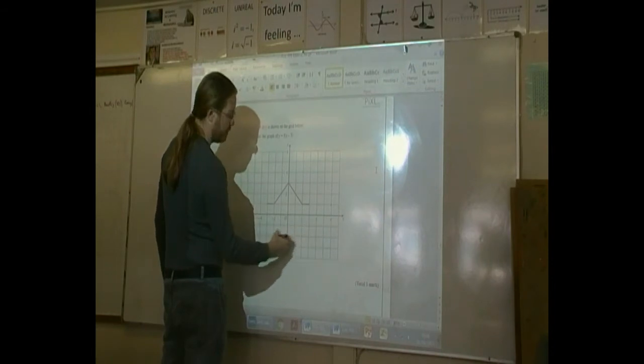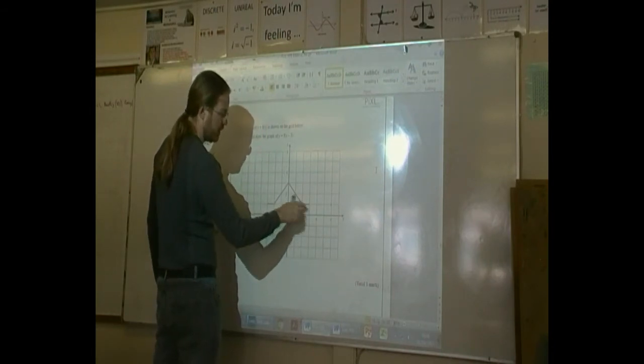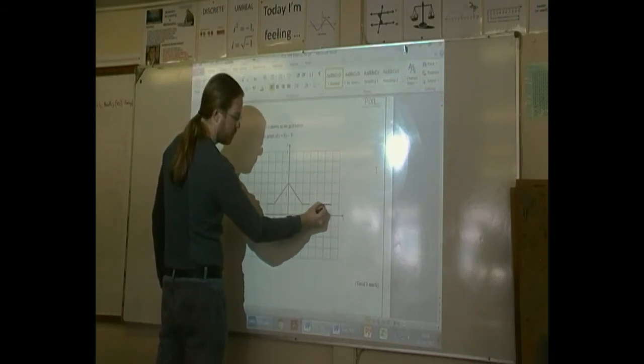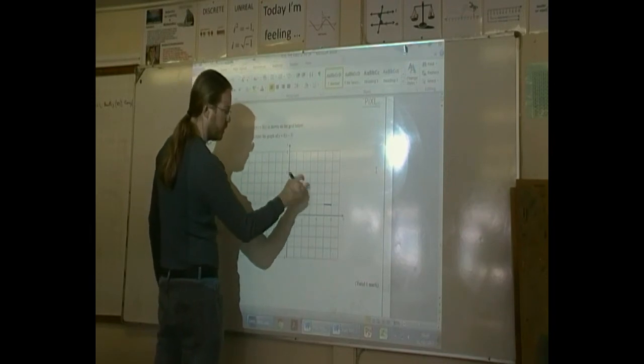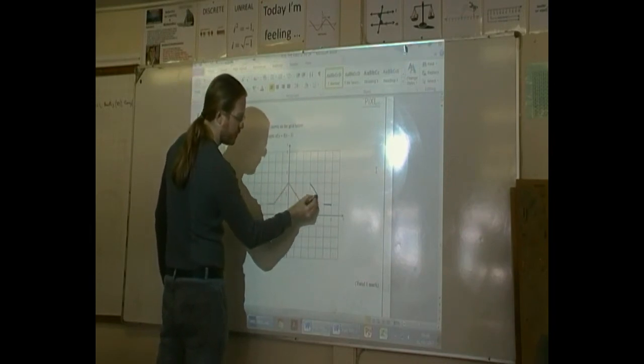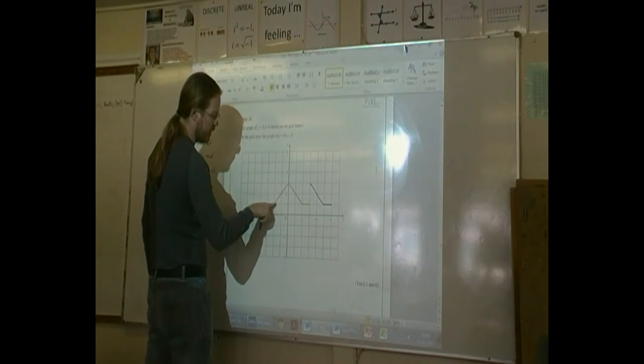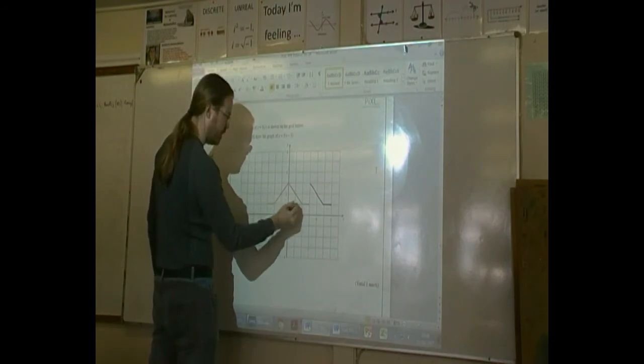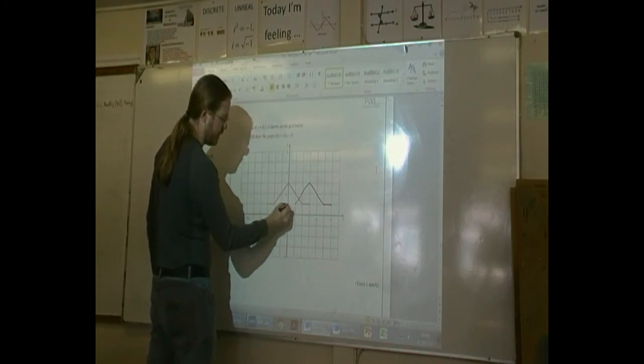Just checking the scale. This point moves to there. This point moves to here. This point moves to there. This point moves to there.